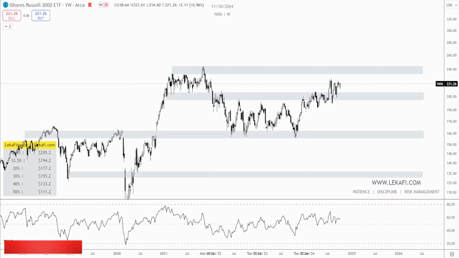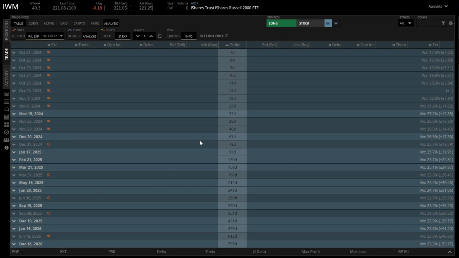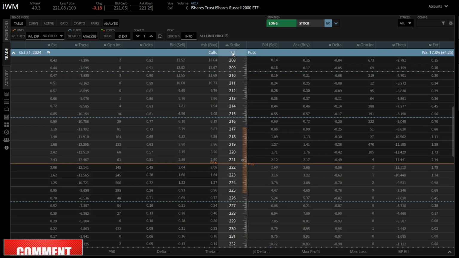So jump here to my Tastyworks platform. The first thing we're gonna do is get something, let's say, between 7 to 10 days. This will be our DTE, in other words, our days to expiration. This is when our option is going to expire. So let's pick here, for example, the 7 DTE.